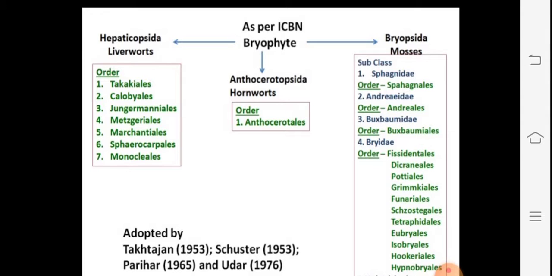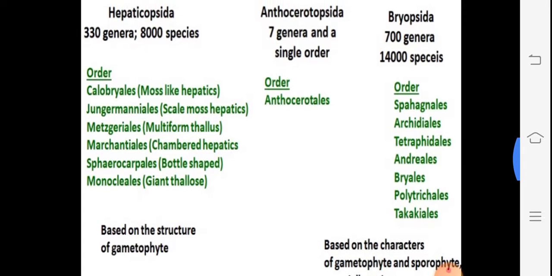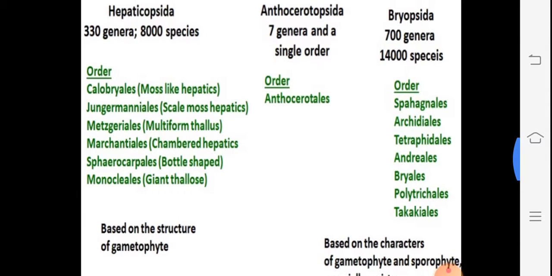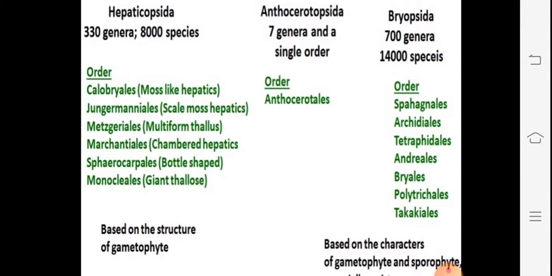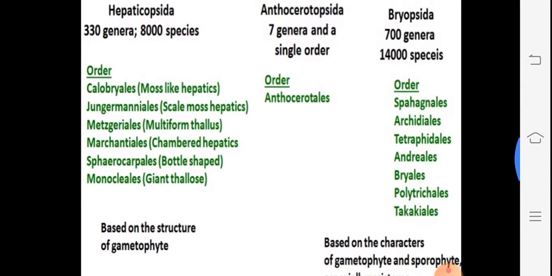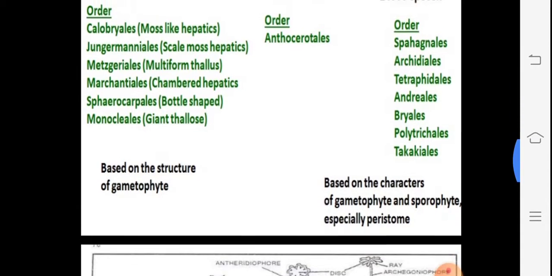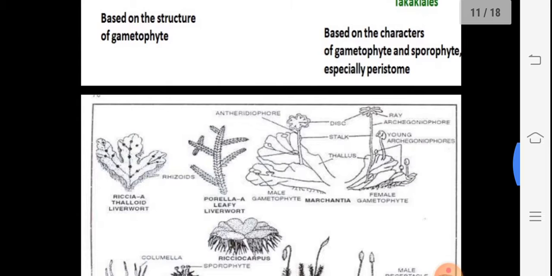Right, so we are highlighting this. Then secondly, in this relation, there are different genera as per the different orders. The Hepaticae show 330 genera and 8000 species. Anthocerotopsida has 7 genera and a single order. Bryopsida has 700 genera and 14000 species. As per these, there are changes in the gametophyte and the sporophyte.